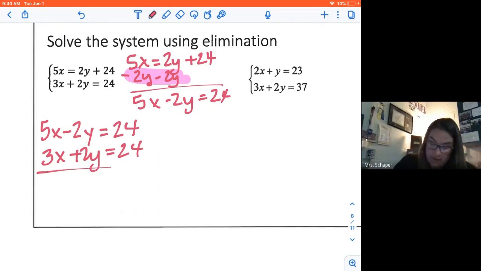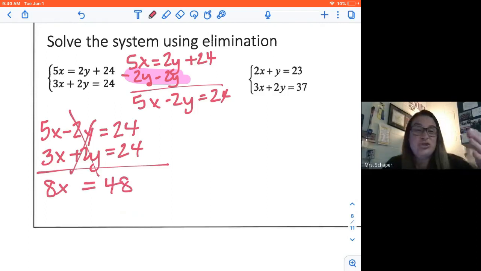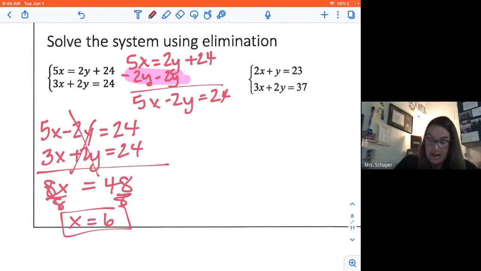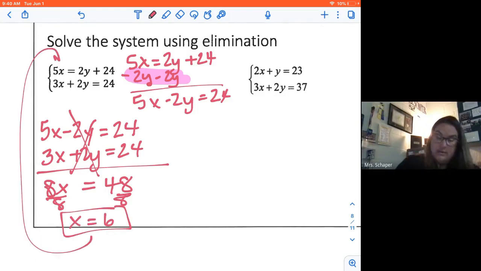So now 5 plus 3 is 8x. Those cancel out. It's equal to 48 because negative 2y plus 2y is 0. So I'm going to divide by 8. X equals 6. Now I'm going to substitute that back in and solve for y.